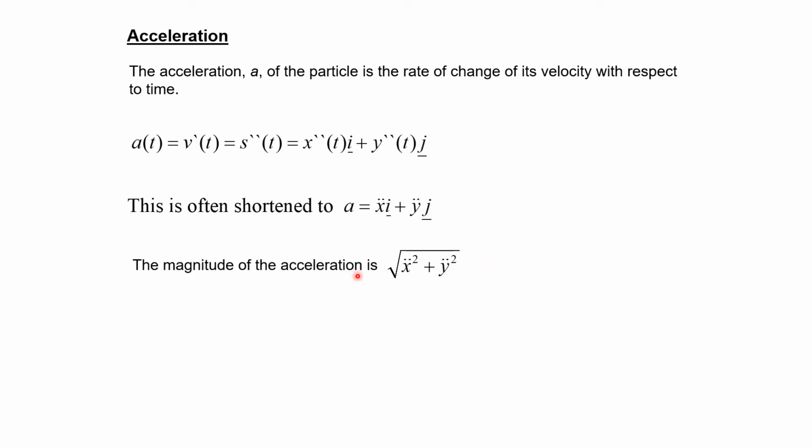The magnitude of acceleration is, again, always when you want to determine the magnitude of a quantity, the square root of x squared plus y squared. So in this case, the x is the one with double prime and the y is the one with double prime.